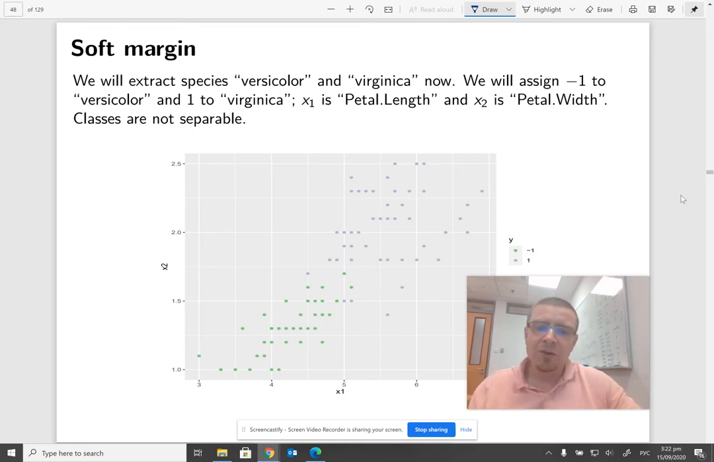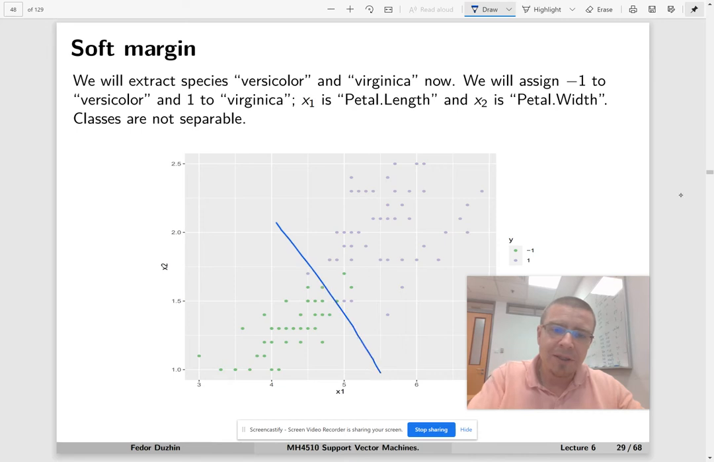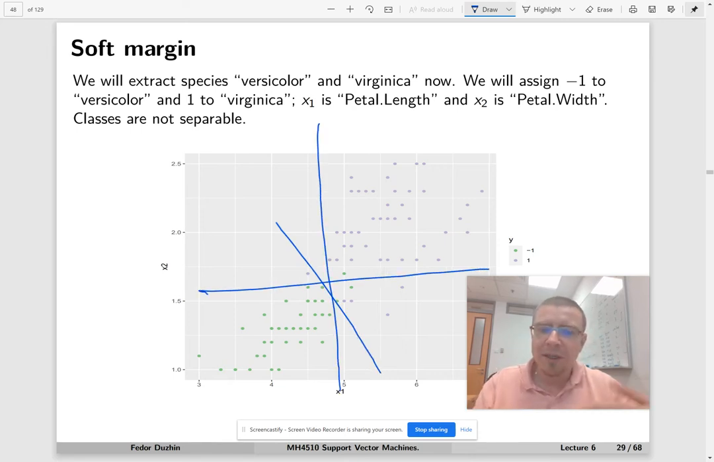And now, if you look at the plot, you will see that no matter how you try to separate these classes, it is impossible. There doesn't exist a line that clearly separates the 2 classes. So what do we do in that case?